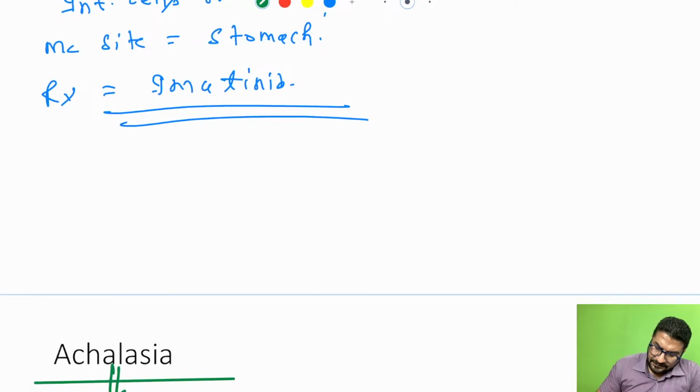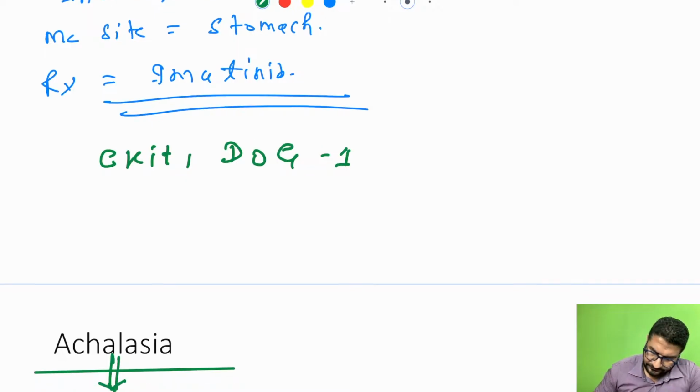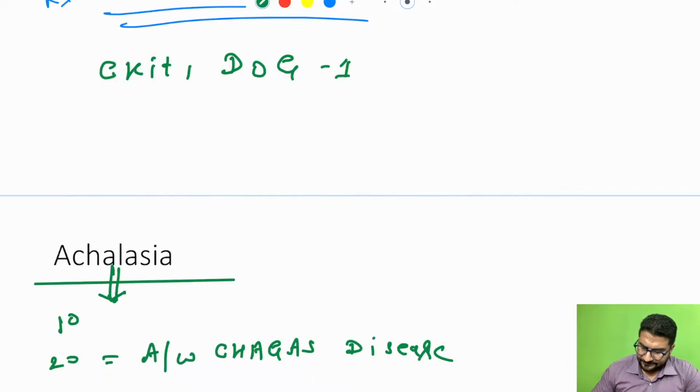Yes, we have c-KIT mutation. Yes, very good. And we have DOG1. Am I clear? These are the markers of GIST.